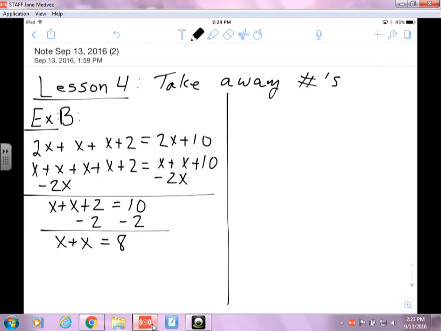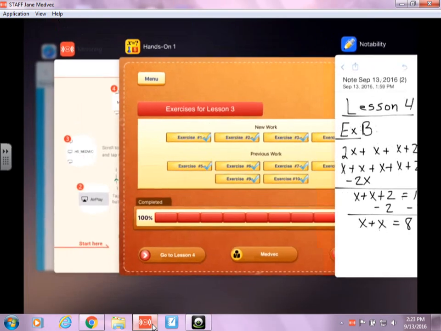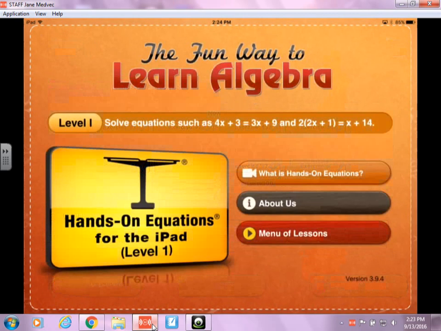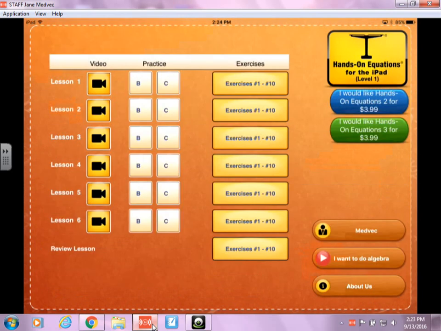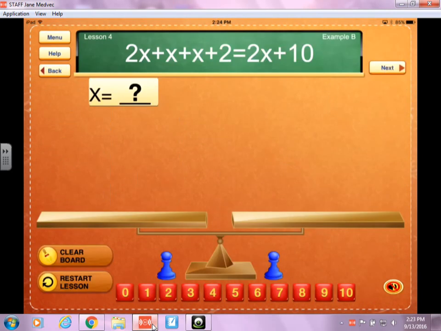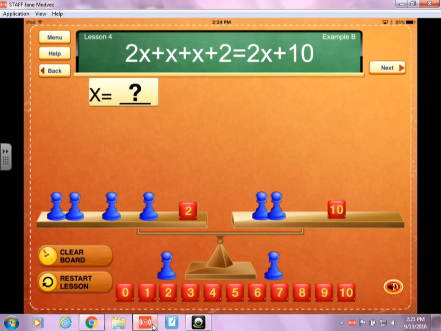Okay, so now I'm going to go back to the app. I know it's going to go backwards for me, and it's going to be crazy for me. So I'm going to set this up, and I'm going to show you what this looks like. Okay? So again, I had 2 x's, and I had an x, and I had a 2, and I had 2 x's, and I had a 10, yes? Okay, so we said how many pawns could I take away? And this should be on your paper. So I take away 1 pawn, I take away 2 pawns. So there's my 2x minus 2x, okay?